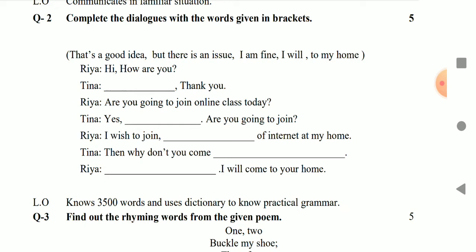Ria: Hi, how are you? Tina: Blank, thank you. So this is the first blank, so write 1 and the answer which will be coming here. Ria: Are you going to join online class today? Tina: Yes, blank. Are you going to join? Ria: I wish to join, blank of internet at my home. Tina: Then why don't you come blank? Ria: Blank, I will come to your home.